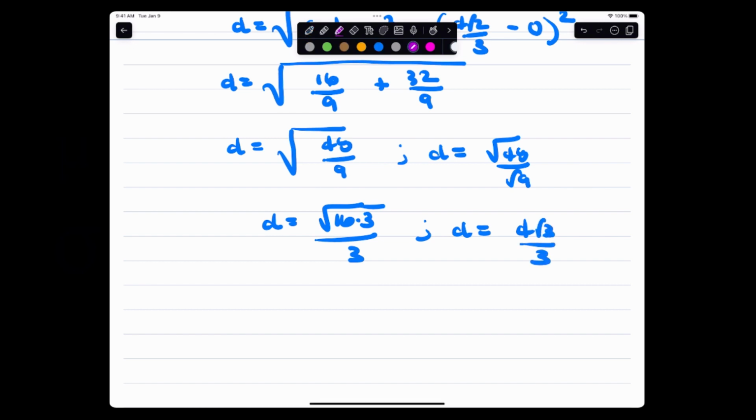Double check. Let me double check that. Sometimes when you talk, write, and think at the same time, it's easy to make arithmetic errors. Square root of 16 is 4. Square root of 3. 16 times 3 is 48. 4 square root of 3 over 3. Okay, that's actually the maximum distance.